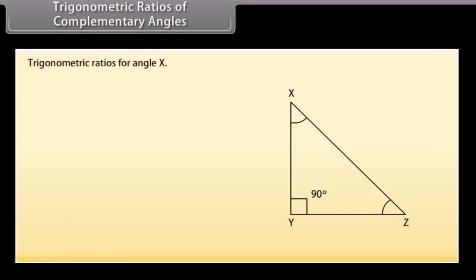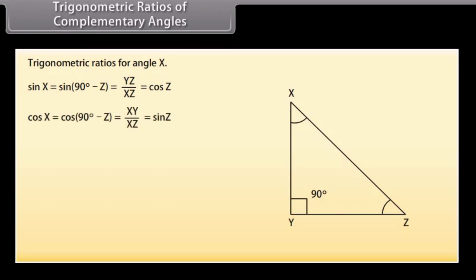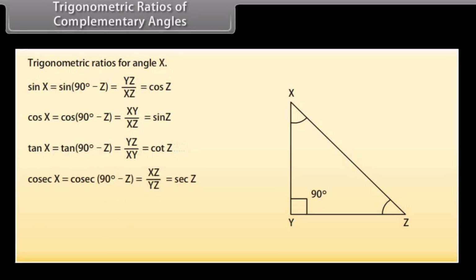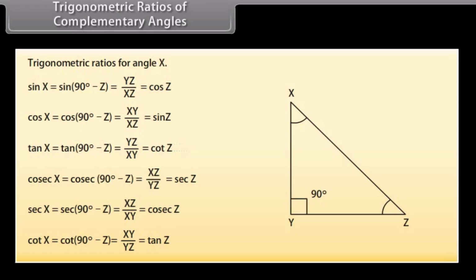Let us now list the trigonometric ratios of angle X. Sin X is equal to sin 90 degree minus Z equals YZ upon XZ equals cos Z. Cos X is equal to cos 90 degree minus Z equals XY upon XZ is equal to sin Z. Tan X is equal to tan 90 degree minus Z equals YZ upon XY equals cot Z. Cosec X is equal to cosec 90 degree minus Z equals XZ upon YZ equals sec Z. Sec X is equal to sec 90 degree minus Z equals XZ upon XY equals cosec Z. Cot X is equal to cot 90 degree minus Z equals XY upon YZ equals tan Z.